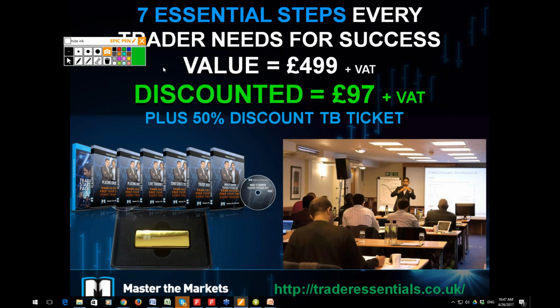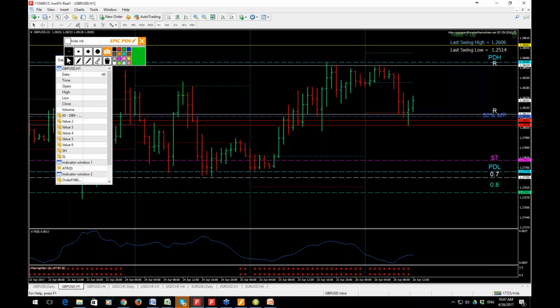Is there any point in using fibs? Of course there is a point, depending on how you use it. Fib is a very good tool, but it depends on how you use it. A very important point for using fibs is you must have swing high and swing low levels. Because think about it, traders.